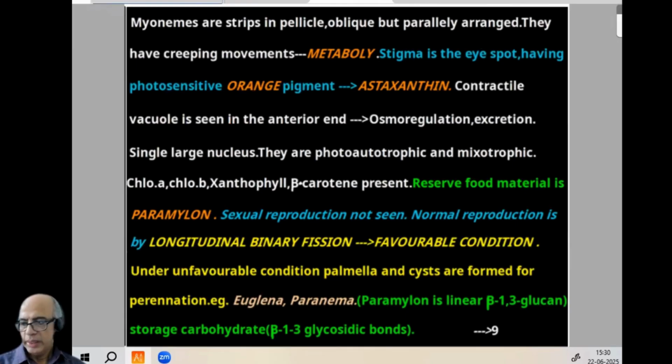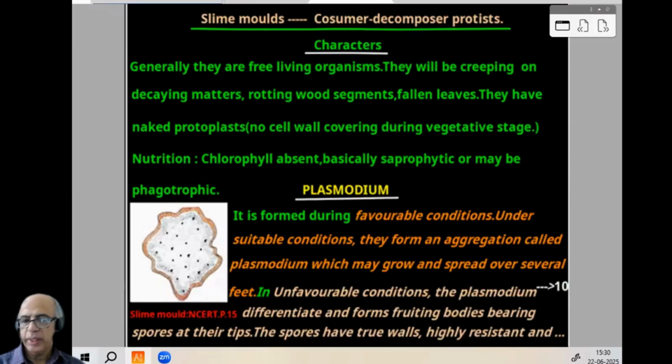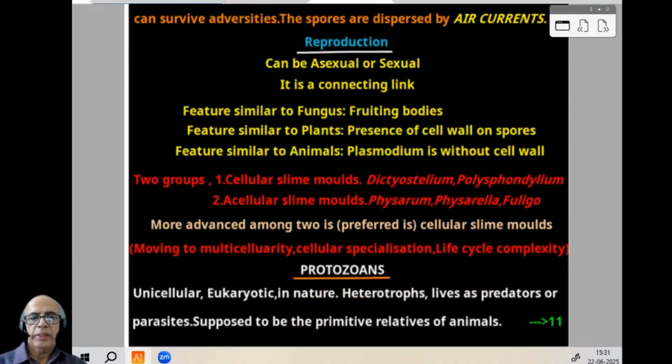Then slime molds, their characters, and what is meant by the term plasmodium. Under suitable conditions, they form an aggregation called plasmodium, which may grow and spread over several feet, NCERT. Under unfavorable conditions, they will be forming spores in fruiting bodies at the tip. And the spores are dispersed by air currents. Then reproduction, asexual, sexual. Then connecting link, features similar to fungus, features similar to plants, features similar to animals. Then two types, cellular and acellular slime molds, which is advanced, etc.